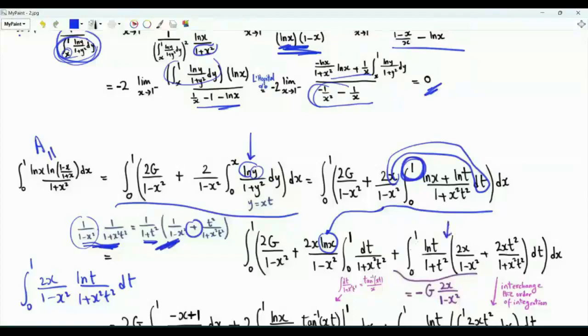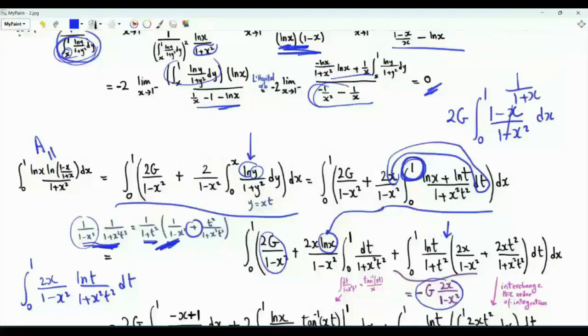This part here will give us an integral from 0 to 1 of ln t over 1 plus t squared. That's minus g. When we integrate with respect to t, we have 2g over 1 minus x squared. And from here we have minus g times 2x over 1 minus x squared. So we have 2g, an integral from 0 to 1, 1 minus x over 1 minus x squared. This is 1 over 1 plus x.